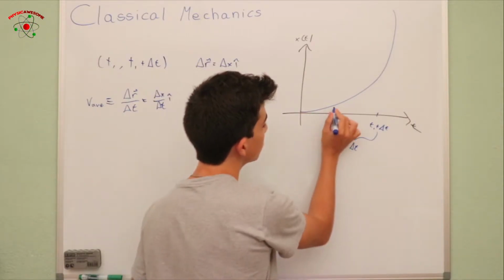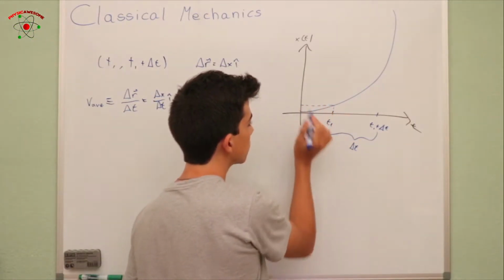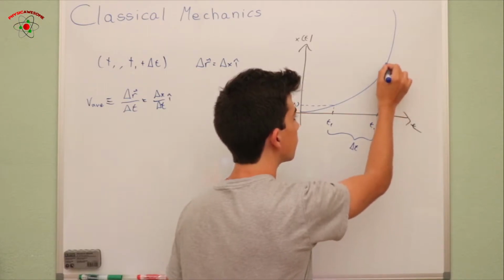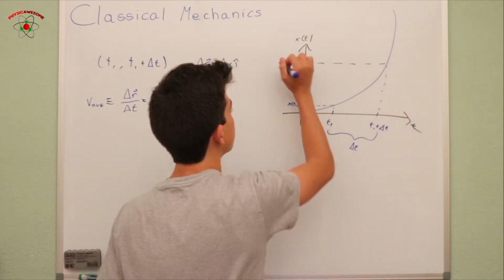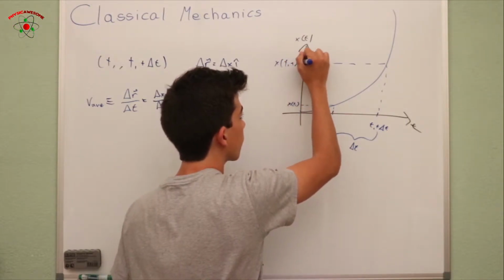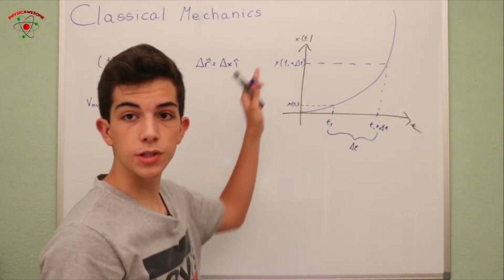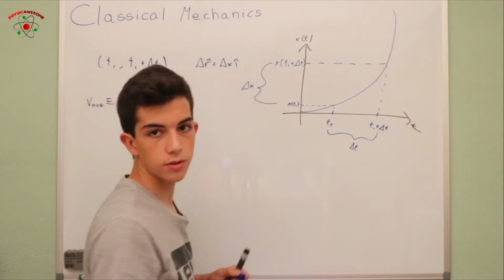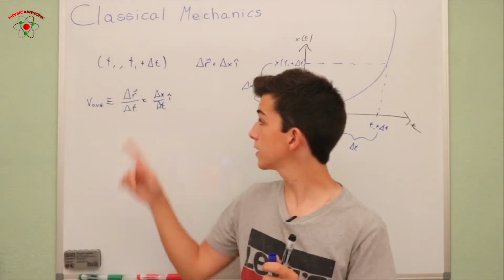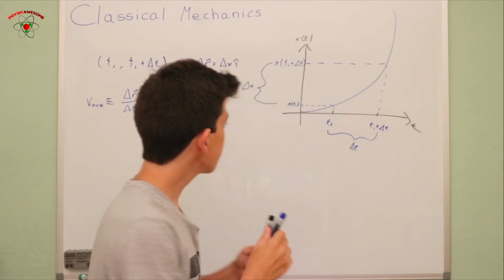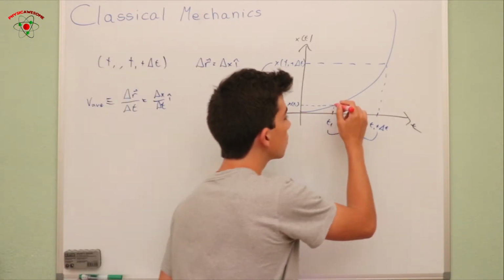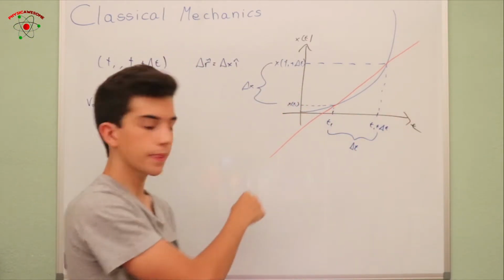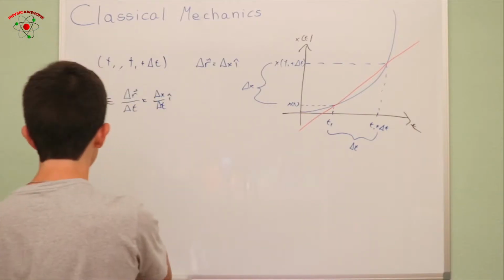Accordingly, we're going to have some positions, x of t1 over here, and over here we're going to have x of t1 plus delta t. And the difference between these two positions would be our change in position. Therefore, we can see that by this definition, our average velocity would be the slope of the line joining these 2 points. Slope of this line. Let's make it a little bit shorter over there.